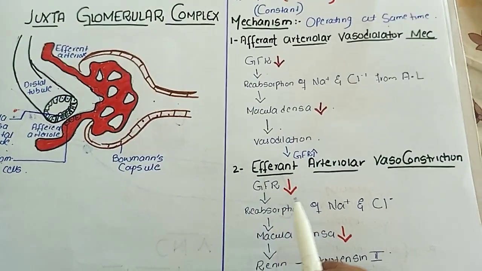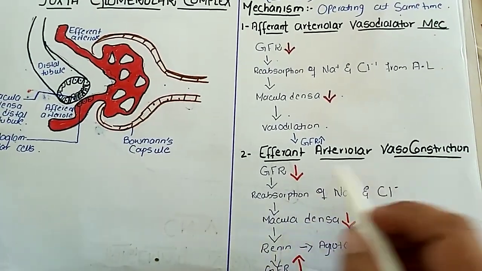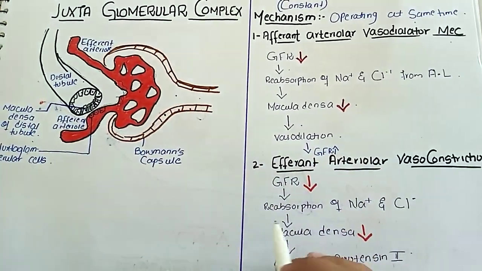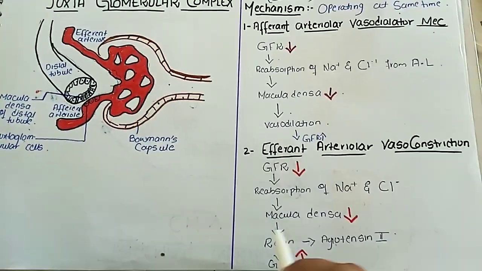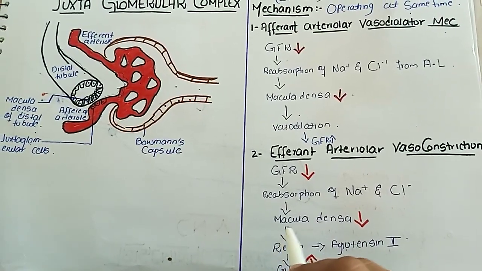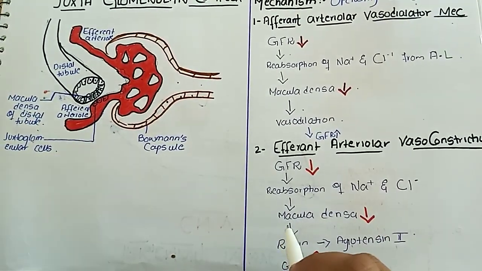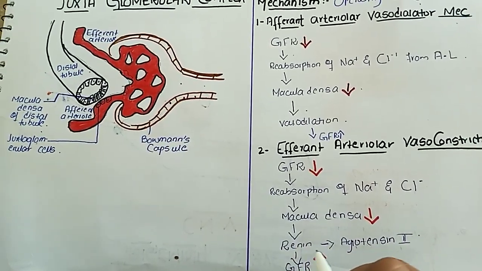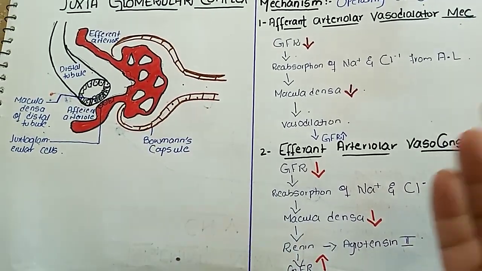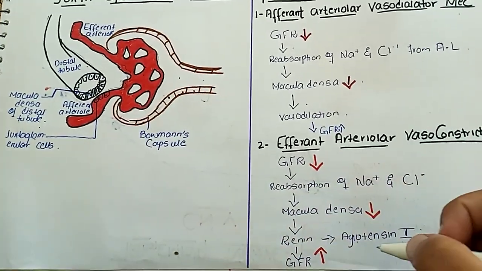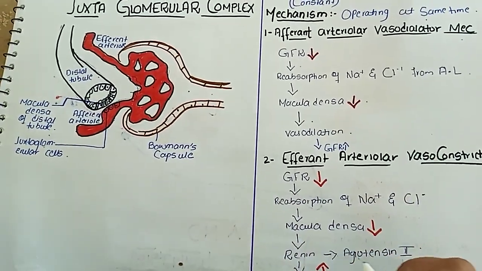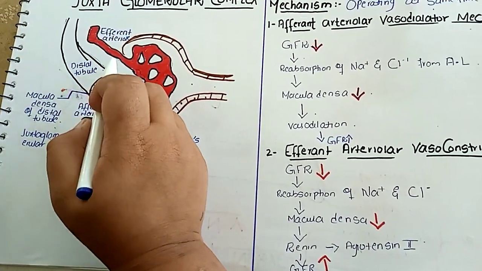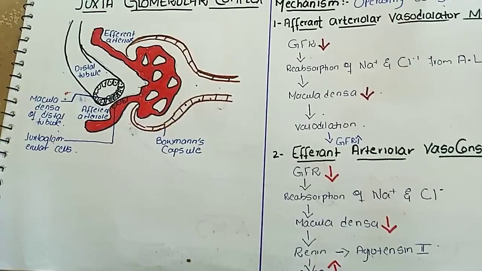The second one is efferent arteriolar vasoconstriction. When GFR is decreased, as in the first process, reabsorption of sodium and chloride ions will occur, and the concentration of these ions at the macula densa will decrease, and the macula densa in this condition will produce renin. I told you before that renin will produce angiotensin 2, and angiotensin 2 is a vasoconstrictor substance, and it will cause vasoconstriction of the efferent arteriole, and the GFR will be increased as a result of this.